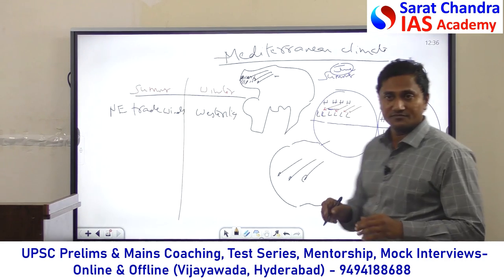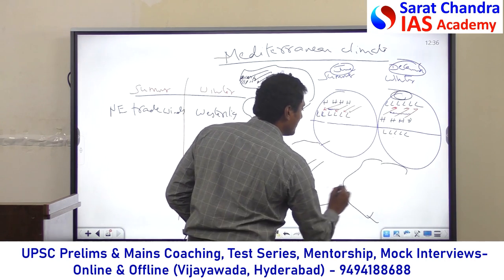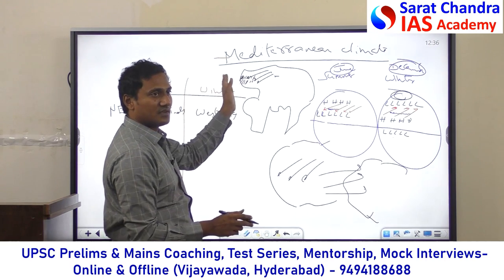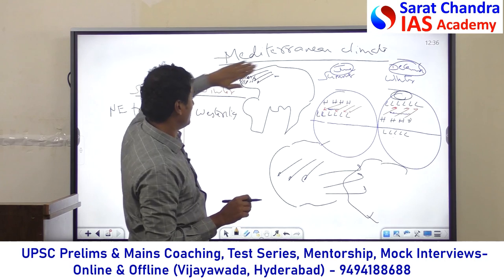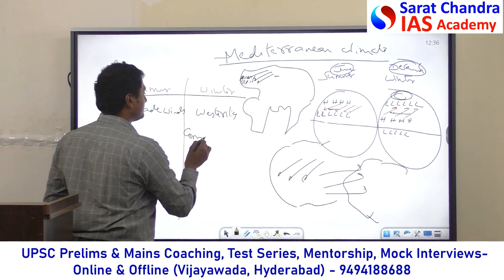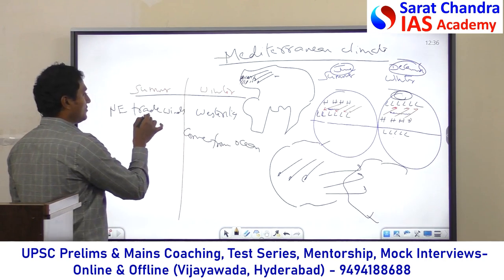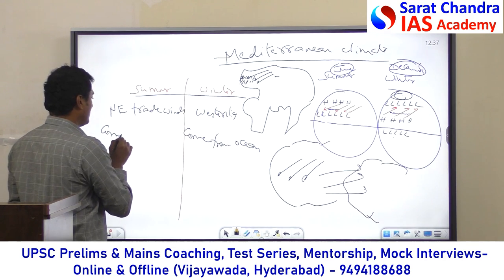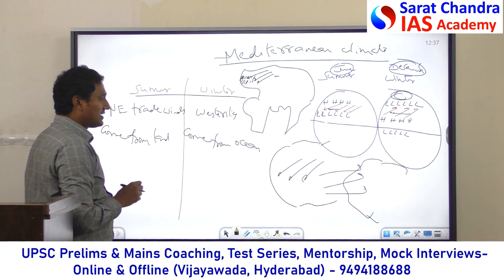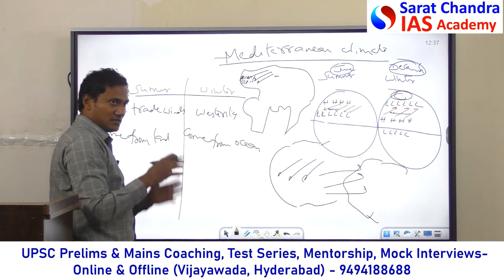Okay, let's see the westerlies. This is the equator region. The westerlies come from the ocean, the Atlantic Ocean. Westerlies are coming like this now, so they come from the ocean. Here the northeast trade winds come from land. Tell me, when winds come from the ocean, will they bring moisture? Yes, they bring the moisture.